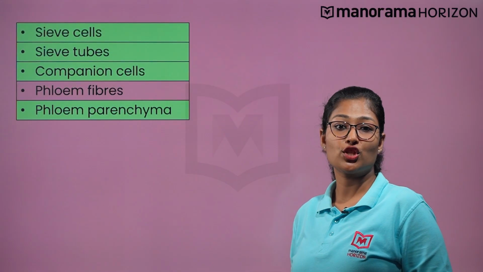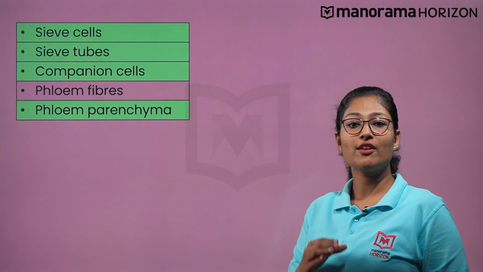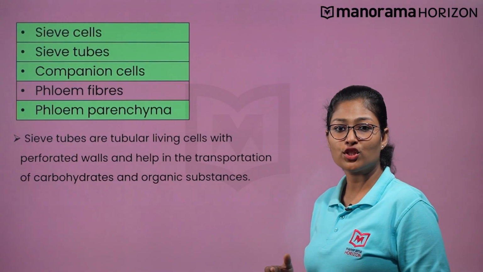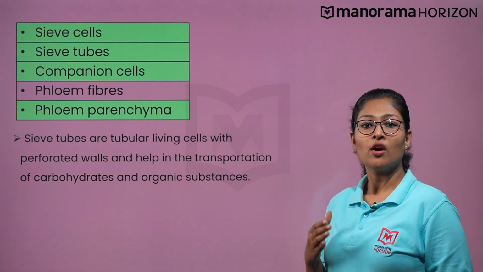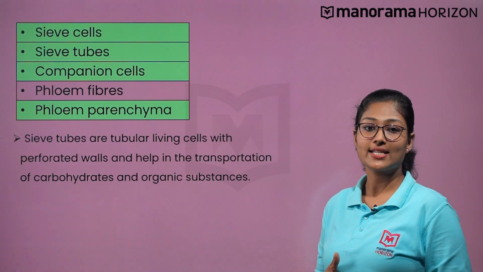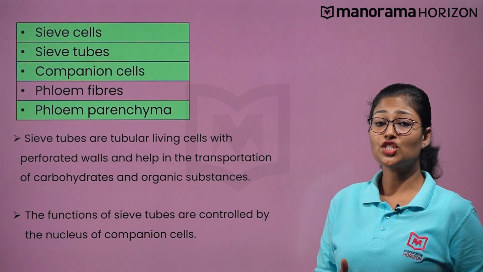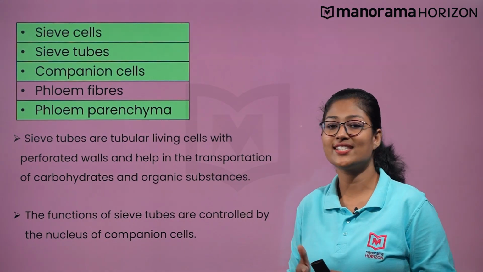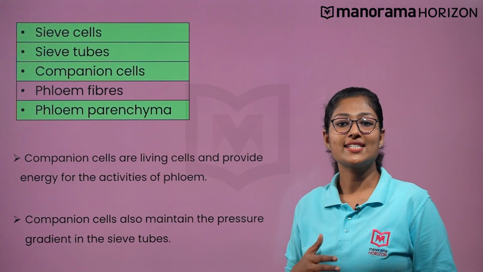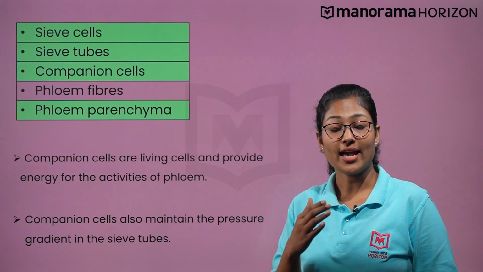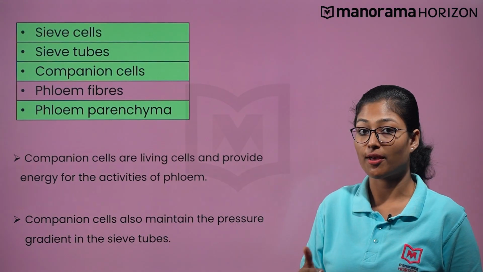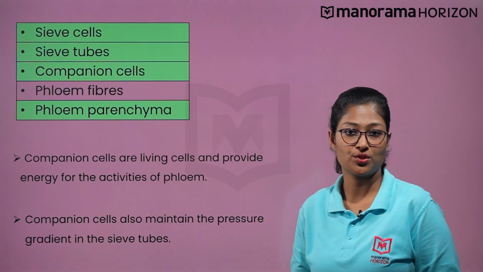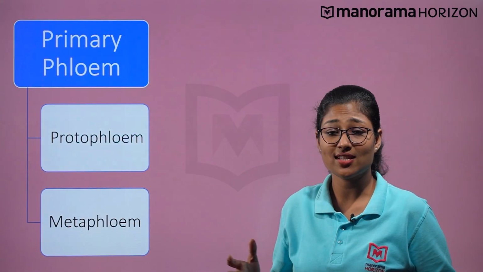Next, coming to the sieve tubes. Sieve tubes are tubular living cells with perforated walls, and what is their function? Sieve tubes help in the transportation of carbohydrates and organic substances. The function of sieve tubes is controlled by the nucleus of the companion cells. Companion cells are living cells and provide energy for the activities of phloem and also maintain the pressure gradient in the sieve tubes.